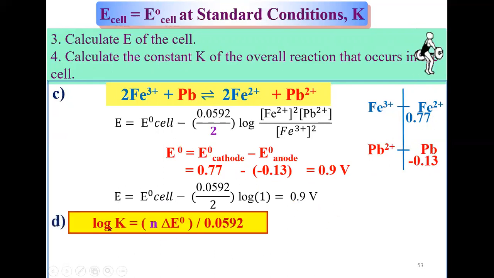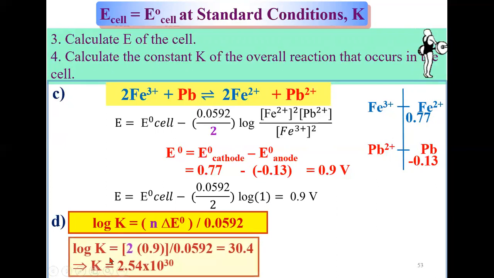Now, calculate the equilibrium constant K of the overall reaction that occurs inside the cell. The equilibrium constant is, again, this expression: log K is N delta E naught divided by 0.0592. The N is the total number of electrons transferred in the reaction. The delta E naught is always delta E naught. If I said delta E a moment ago, I was mistaken. This is always delta E naught, E naught cathode minus E naught at the anode, or reduction minus oxidation.